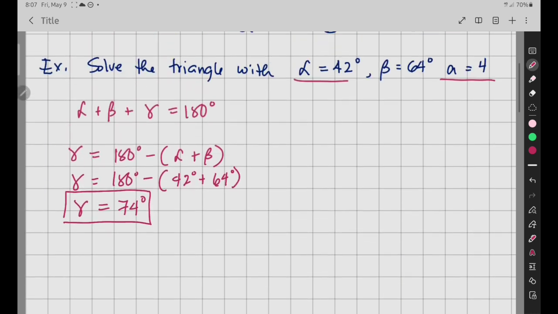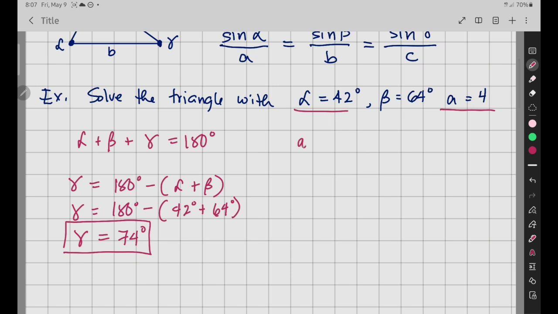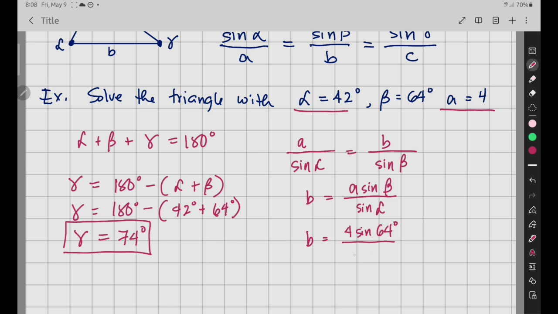To solve for side B, we have A over sine alpha equals B over sine beta. Since we want to solve for B, B is equal to A sine beta over sine alpha. Substituting the values, you have 4 sine 64 degrees over sine 42. And B is now equal to 5.373.